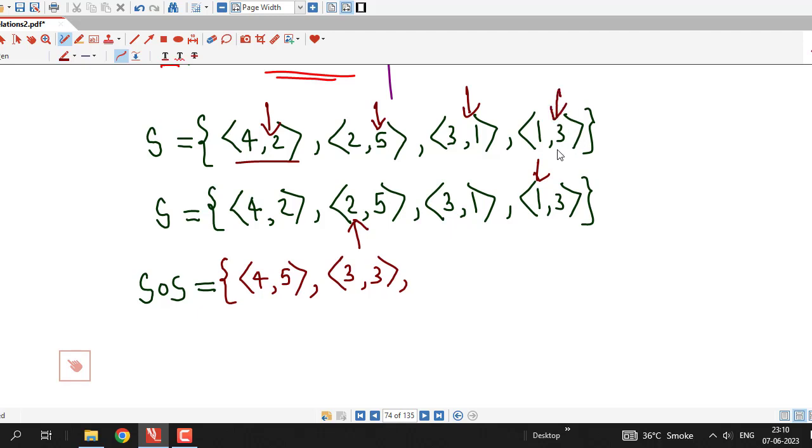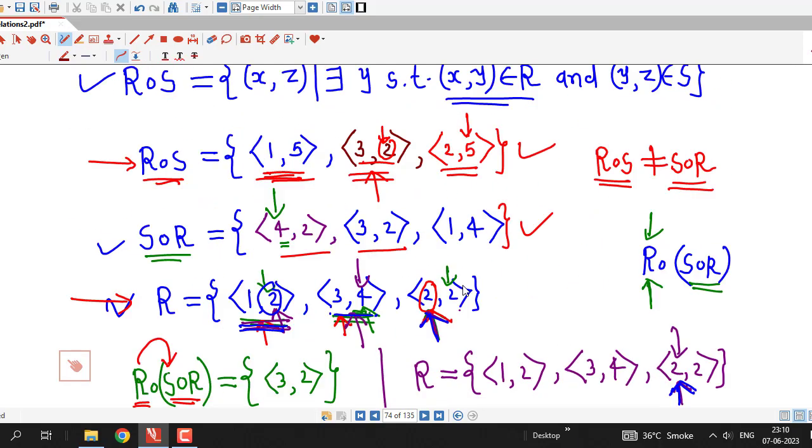Then (1,3). So I have to search for 3 as first component. Only one ordered pair here also. (1,3) belongs to S, (3,1) belongs to S. So we have (1,1) belongs to S composite S. So this is S composite S.